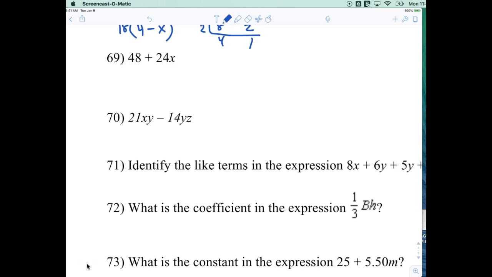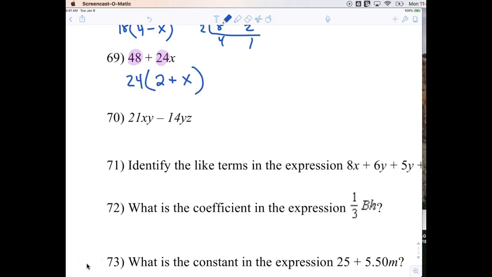Now you have to be careful here, please. All right, there's lots of things common with 48 and 24, but the largest is 24. Yeah, 24 is the largest. Can we say 8? Yes. Can we say 12? Yes. But the largest is what? 24. So I want to make sure you guys remember that. 24. Now, what's left behind? 2 plus x.